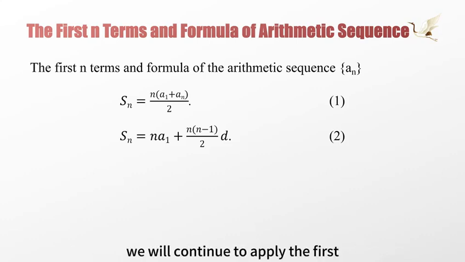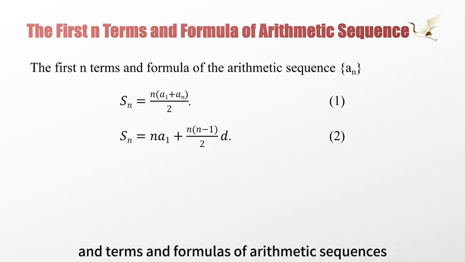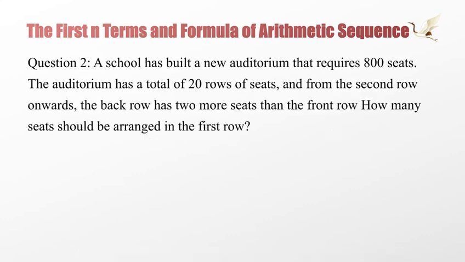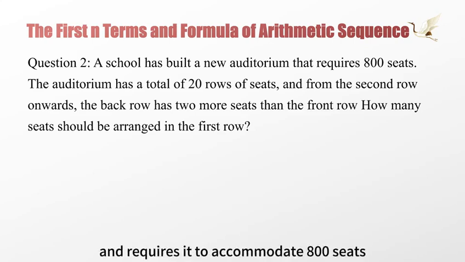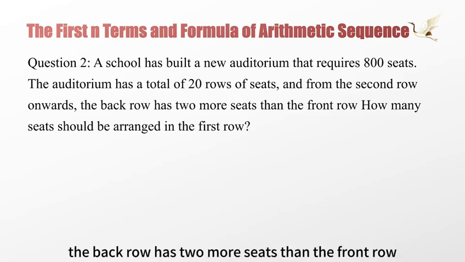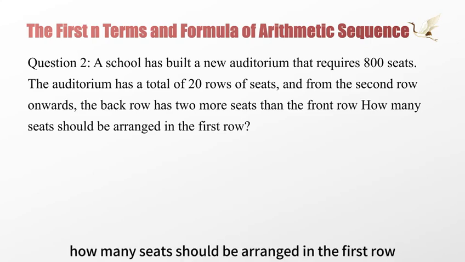In this lesson, we will continue to apply the sum of the first n terms formulas of arithmetic sequences to solve some comprehensive problems. A school has built a new auditorium and requires it to accommodate 800 seats. The auditorium has a total of 20 rows of seats. Starting from the second row, the back row has 2 more seats than the front row. How many seats should be arranged in the first row?